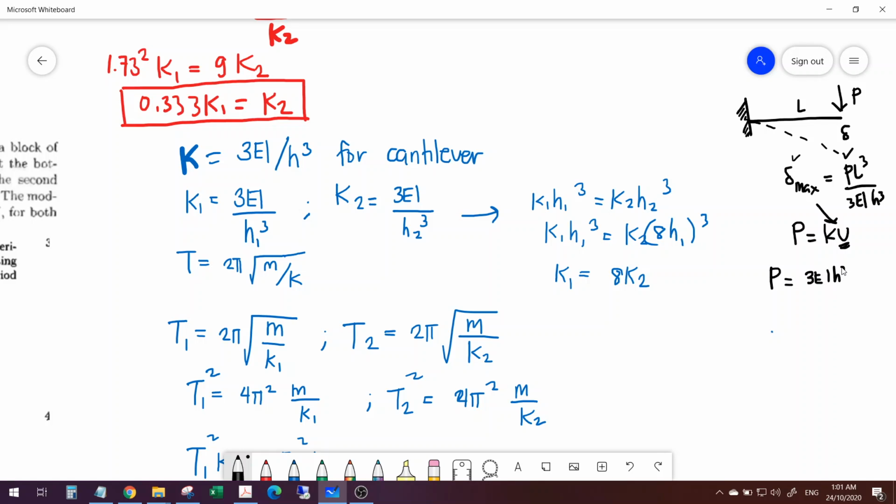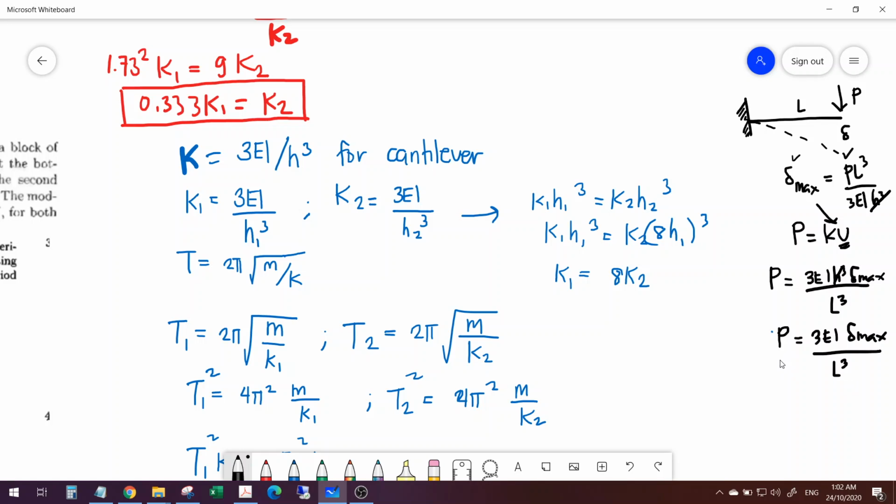3EI H cube. I'm sorry. 3EI H cube delta max. Sorry, this should not be H cube. L cube. 3EI L cube. 3EI over L cube. Sorry. There. Okay. So P is equal to 3EI delta max over L cube.